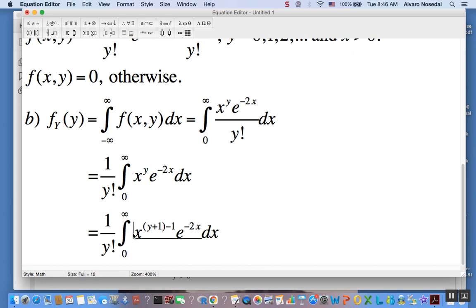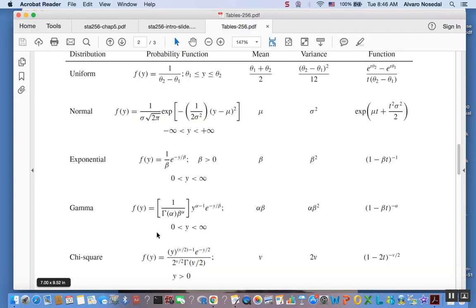And there we go. So alpha would be y plus 1. Remember that y is constant with respect to x, so it's going to be a constant. And then we said that beta would be 1/2 in this instance. So if we want to have a true, a legit PDF, we need that constant. And the constant that we need would be 1 over gamma of alpha times beta to the alpha power, right? Let's make sure. Yeah, that's the one we want.